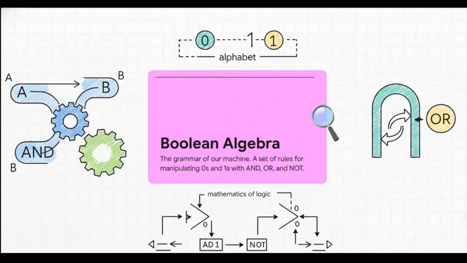So if binary is the alphabet, then Boolean algebra is the grammar. It's a set of really simple but powerful rules for messing with those ones and zeros. Think of it like a logic puzzle. The AND rule says if you have two inputs and both of them are ones, then your output is a 1. Otherwise, it's a 0. The OR rule says if at least one of your inputs is a 1, then the output is a 1. These super simple rules are the bedrock of all digital logic.